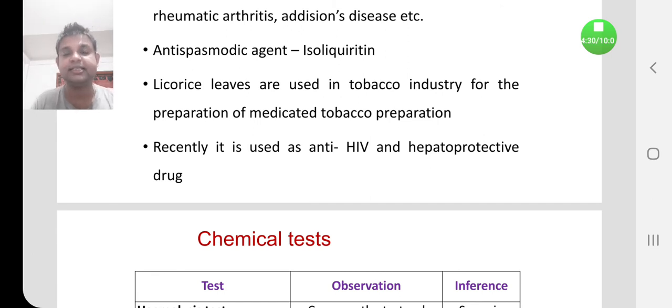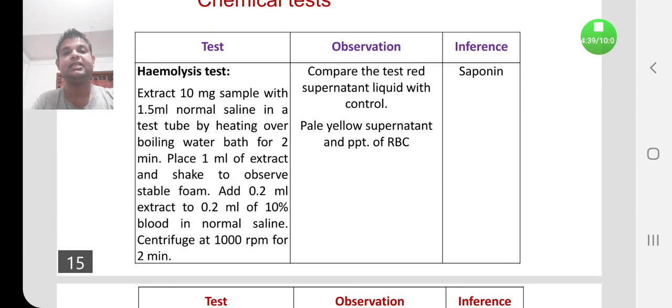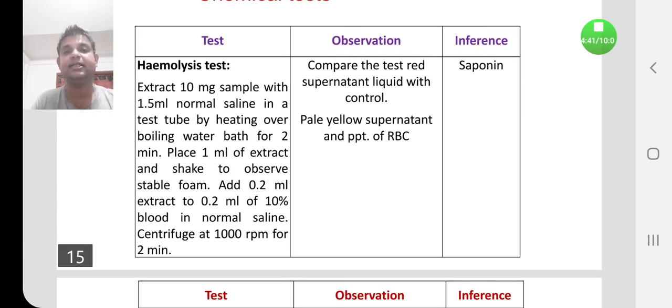Mainly it is used as expectorant and demulcent, followed by anti-ulcer or anti-gastric agent. Coming to the chemical tests. First one is the hemolysis test. Hemolysis test is specific for saponin glycoside.